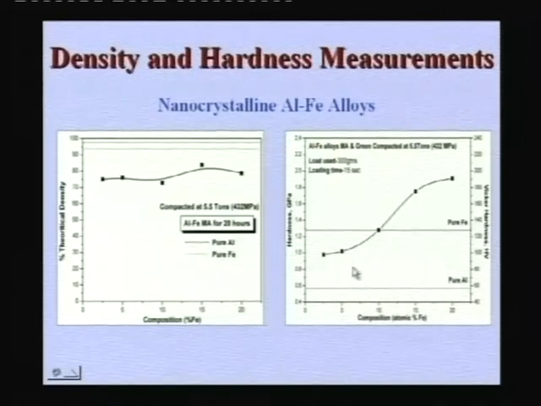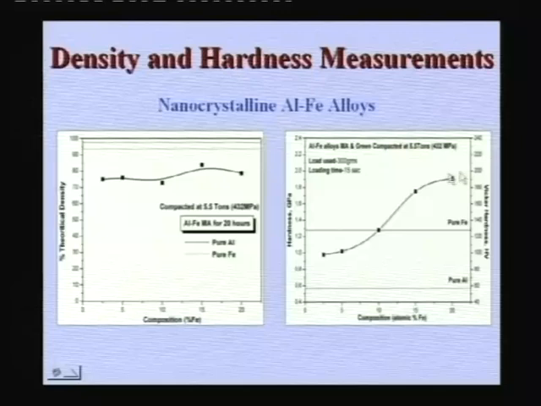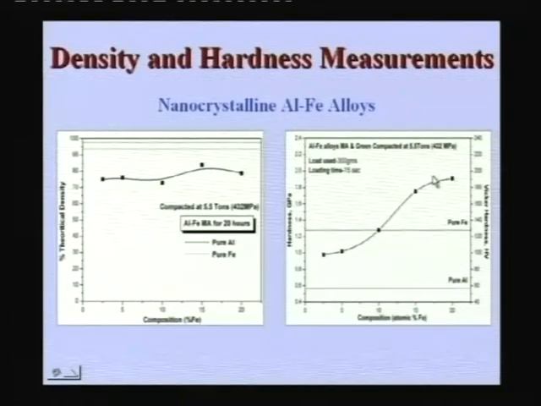And if you look at how the hardness of this changes, you can see the hardness can reach almost 2 gigapascals.